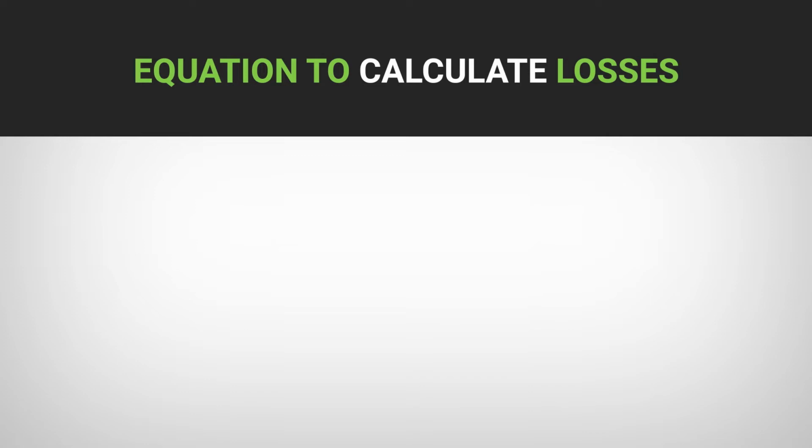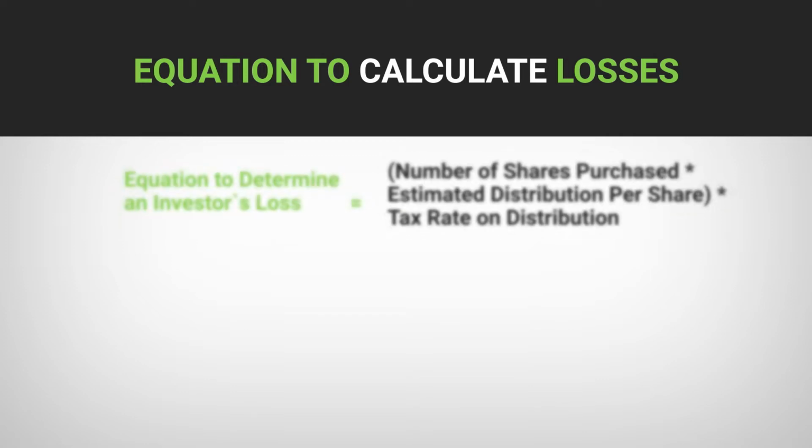We live in a society with massive regulations on the securities industry. Why don't investors know this formula? I don't know the answer to that, but I'm going to give it to you because I think you deserve to have it. So here it goes. Pay attention and take notes. The equation to determine an investor loss is the number of shares you intend on purchasing or have purchased, multiplied by the estimated distribution per share, that's a dollar value, multiplied by the tax rate on that specific distribution.